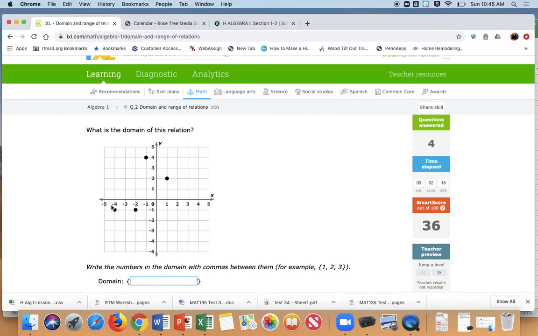So it's asking domain, so I'm just going to follow these up. So that one goes to negative 4. That one goes to negative 2. That one goes to negative 1. And that one corresponds to 1.